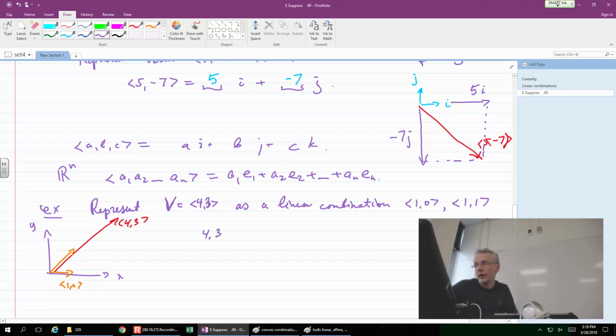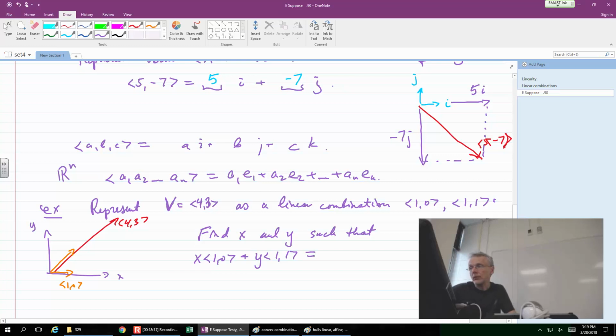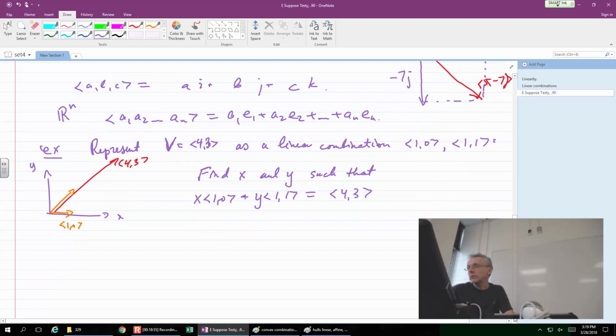So 4, 3, well, a linear combination. Let's take it. Find x and y. So I am rewriting what I've got such that the linear combination of these two vectors is our vector 4, 3. Okay? How would you proceed with this, solving this problem?